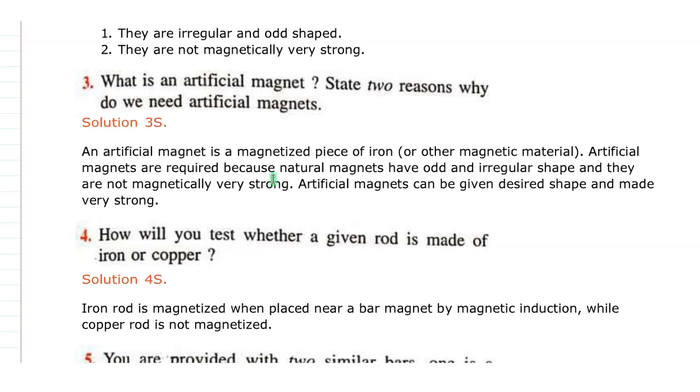So, an artificial magnet is a magnetized piece of iron or other material. Artificial magnets are required because natural magnets have odd and irregular shapes, and they are not magnetically very strong. An artificial magnet can be given the desired shape and made very strong. We can make very strong magnets artificially, and these magnets are used in our headphones and also in some speakers and generators. These are all artificial magnets.